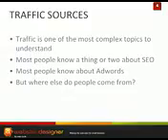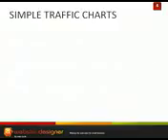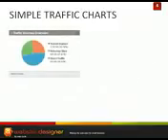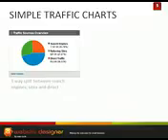So where do people come from? Here are some simple traffic charts. This one on the left is probably fairly typical for a small business. It's more or less a three-way split between people coming from search engines, people coming from other websites, and then people hitting your website directly.